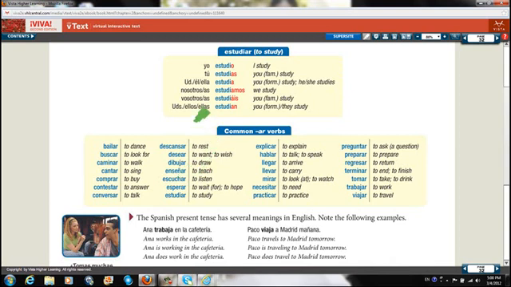How about he teaches at UM. Él enseña a UM. Of course, the a is at. Él enseña a UM.